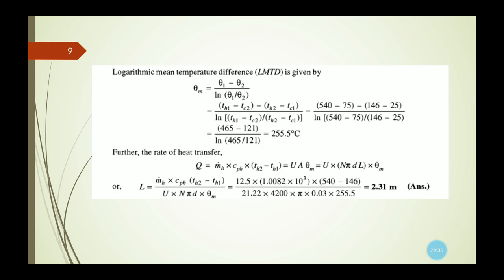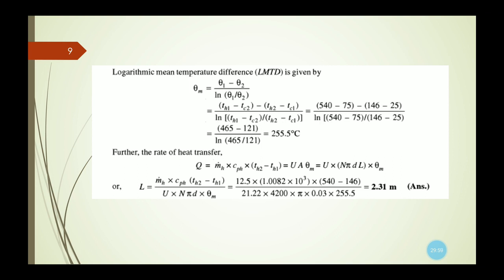So Q will be equal to the heat lost by the hot fluid, so this is actually UA theta m. All the things except this length are known to us. So from this formula, from this relation, after 2 or 3 different steps, we will be able to calculate the length of the tube, which is coming as 2.31 meter.